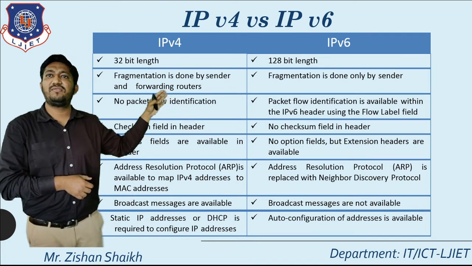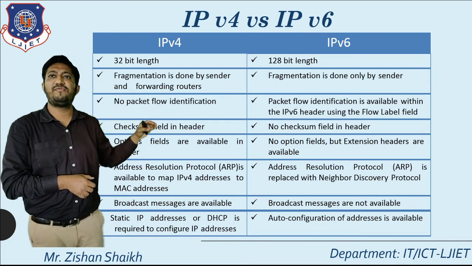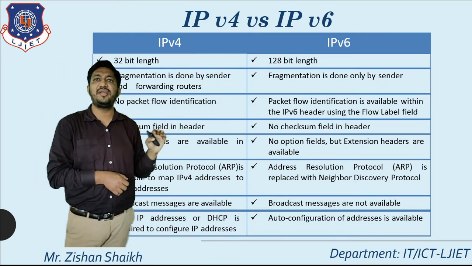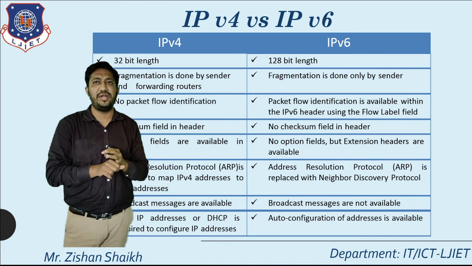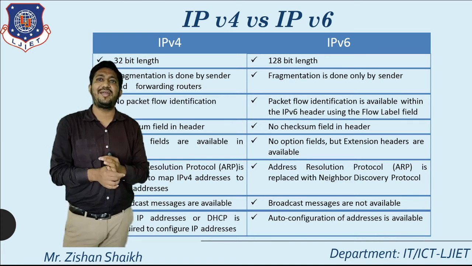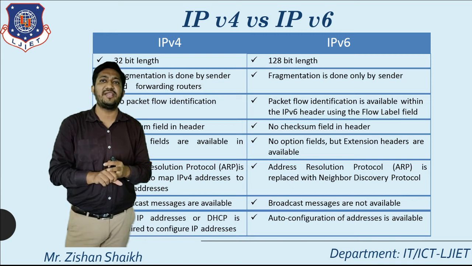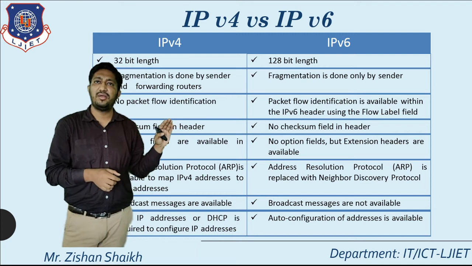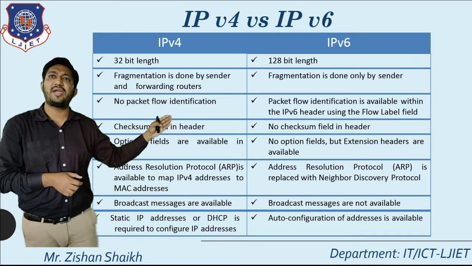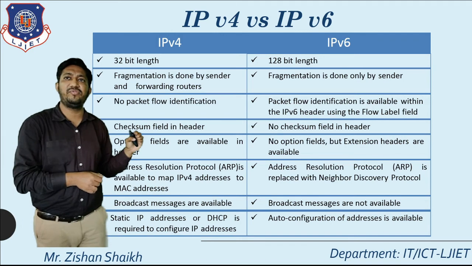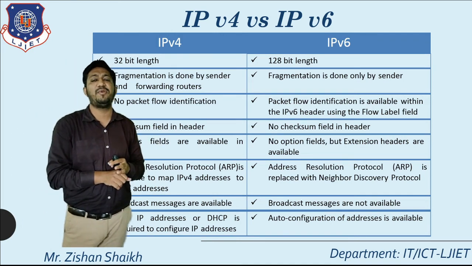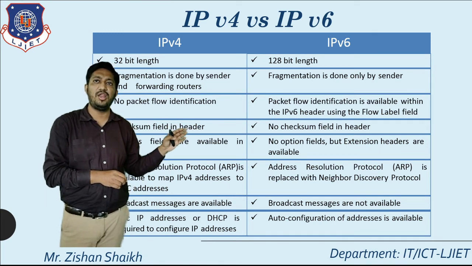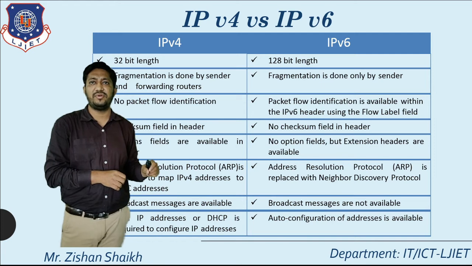In IP version 4, fragmentation is done by the sender and forwarding routers. The sender is not responsible for dividing the data in IP version 6, where fragmentation is done only by the sender. Next is packet flow identification. As we saw earlier, flow label is not available in IP version 4, but IPv6 contains the IP flow label, and that field is added in IP version 6.